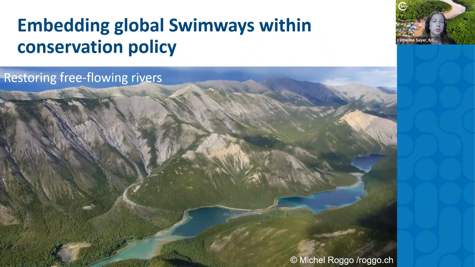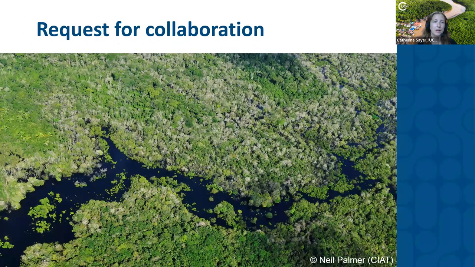Identification of a river as a swimway will also provide great impetus to protect and/or restore it and its important freshwater fishes. And this could, for example, feed into the EU biodiversity strategy to restore free-flowing rivers. So we hope that this session will stimulate discussion and provide a building block upon which the conservation and research communities can collaborate to identify and prioritize global swimways. So please see this as our request for collaboration.